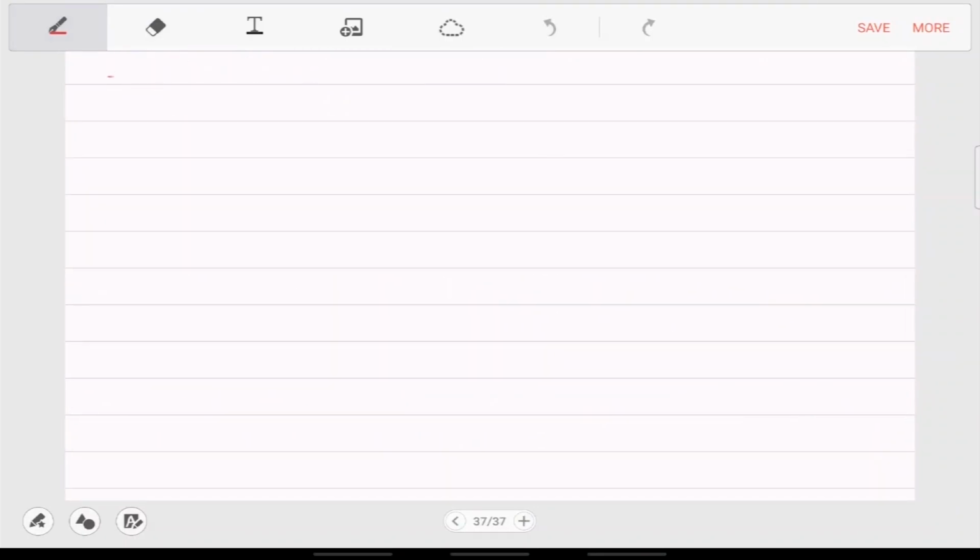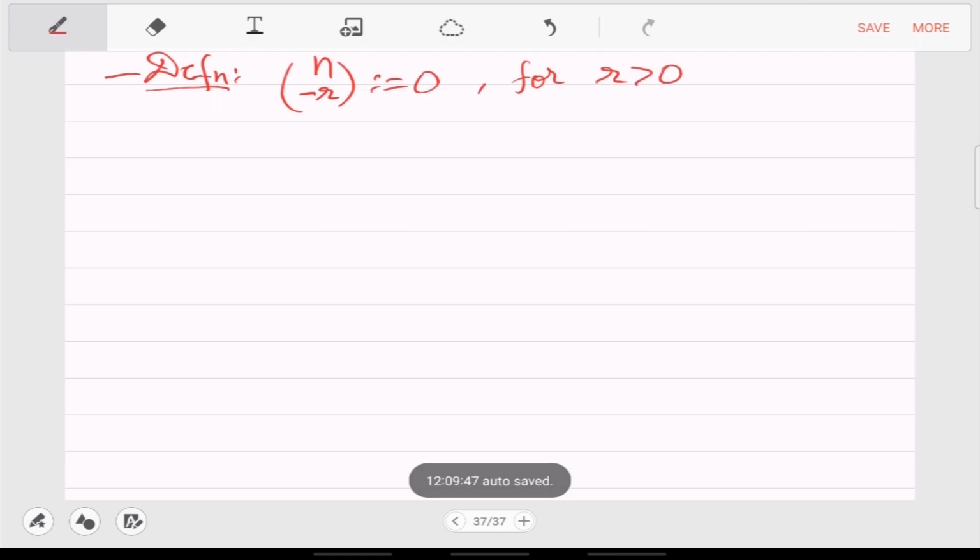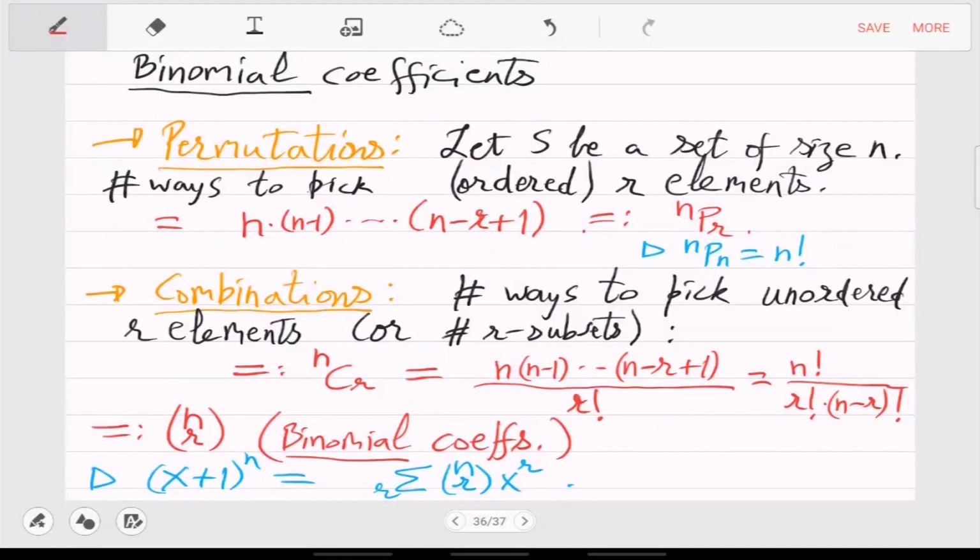So for negative r, you define it to be 0. And for large r, you define it to be 0. And for 0, you define it to be 1. Usually this is the definition. It makes sense again because of the binomial expansion. You don't see here x to the negative or x to the n plus 1, except with coefficient 0.